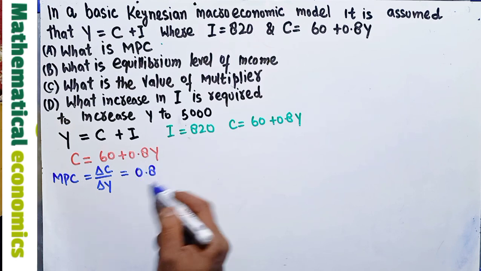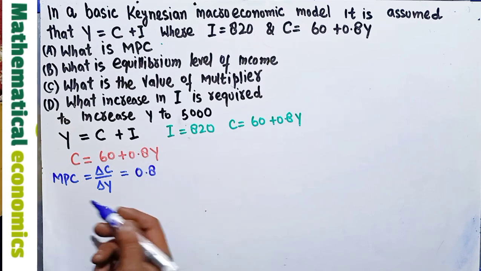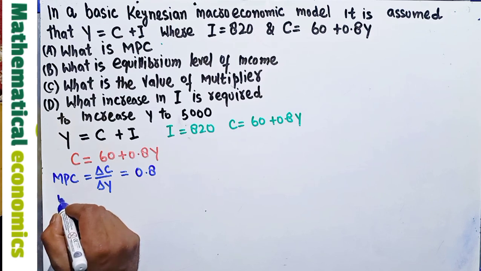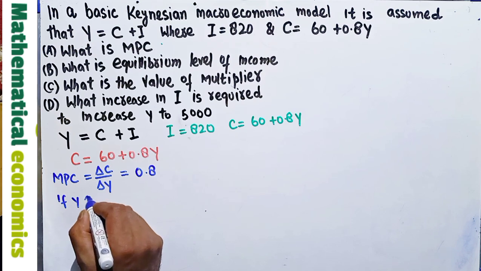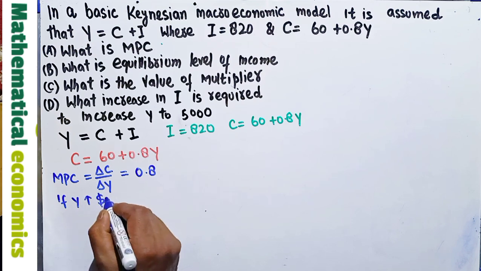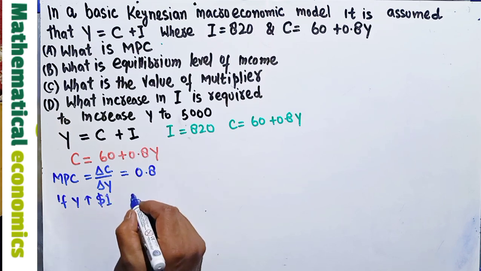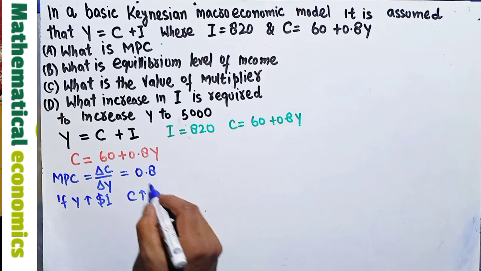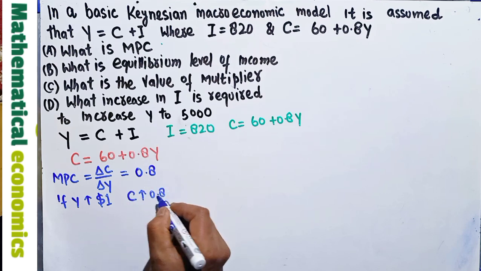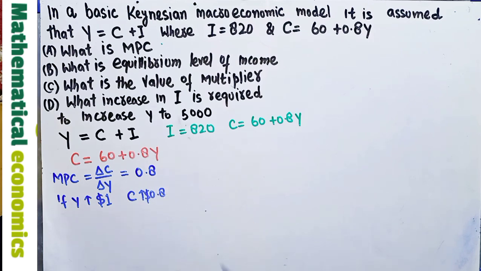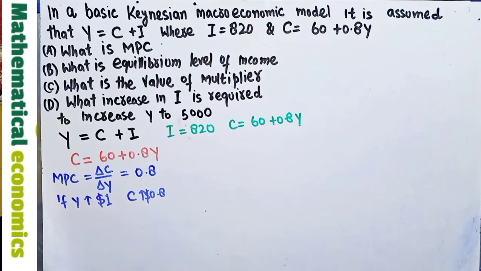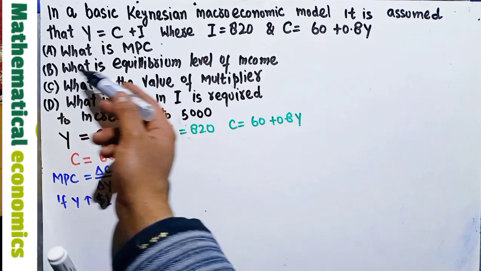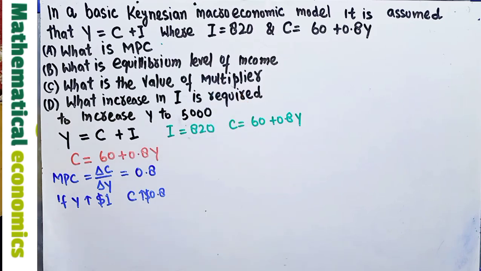If we want to interpret it, it simply tells us that if the income of a person increases by, let us say, $1, his consumption will increase by 0.8. Simple thing. That is the meaning of the marginal propensity to consume. Now the next thing is we need to find the equilibrium level of income.